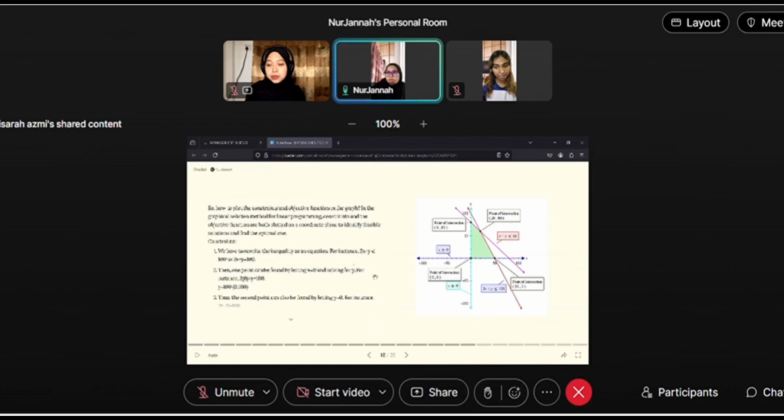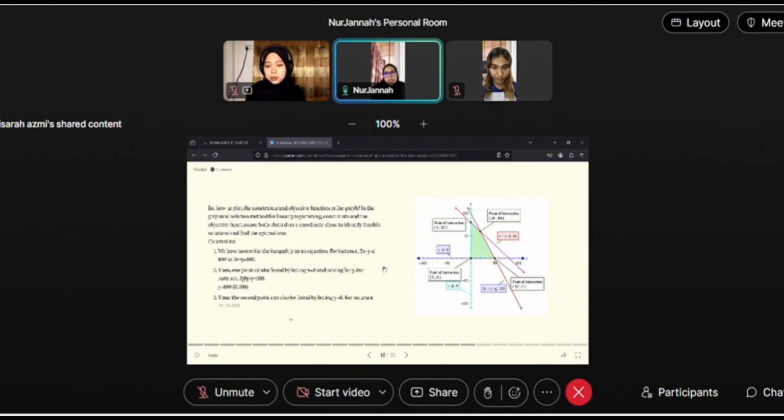The first step is we must rewrite the inequality as an equation. For instance, 2x plus y less than or equal to 100 becomes 2x plus y equals 100. The second step is one point can be found by letting x equal 0 and solving for y. For example, 2 multiplied by 0 plus y equals 100, and the point we get is x equals 0 and y equals 100.